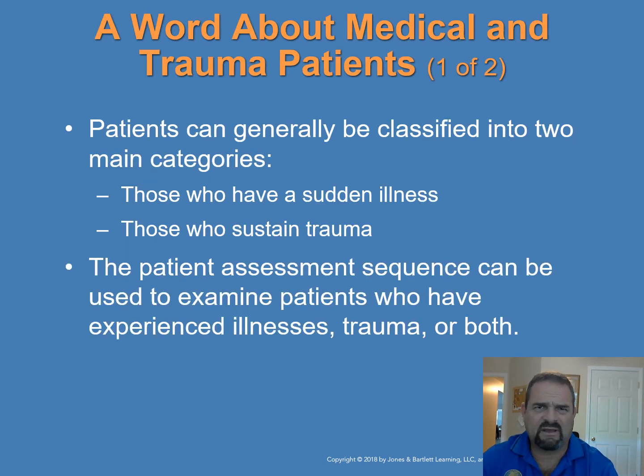All right, so a word about medical and trauma patients. Patients can generally be classified into those two categories, okay? Those who have a sudden illness, such as a heart attack, stroke, asthma, gallbladder problems, and then those who sustain trauma, such as a fall, motor vehicle crashes, or sports-related injuries. The patient assessment sequence can be used to examine patients who have experienced illness, trauma, or both. Sometimes you may have somebody who had a heart attack while driving down the road and then they crash into a tree. So they're having a heart attack and they've got trauma from the crash into the tree as well. So you've got to keep that in mind.